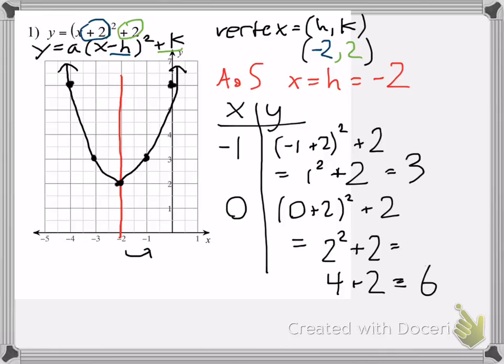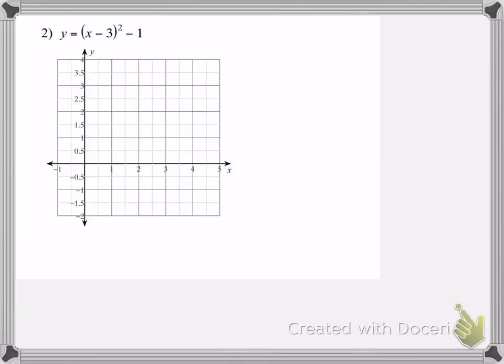So let's do another example now. Here is number 2 on your homework. So again, I want to think, okay, y equals a times (x minus h) squared plus k. Sorry, still figuring out how exactly this touchscreen works. So let's find the vertex here. Vertex is going to equal (h, k).